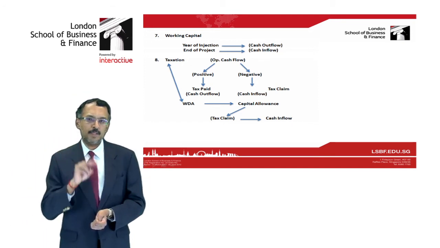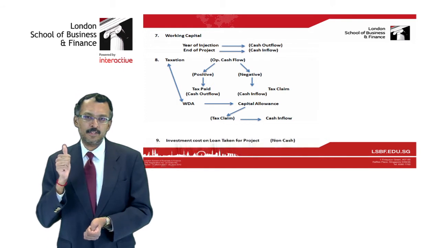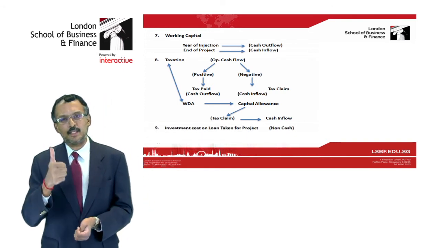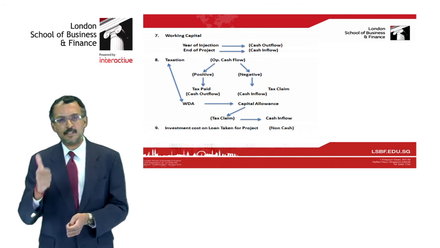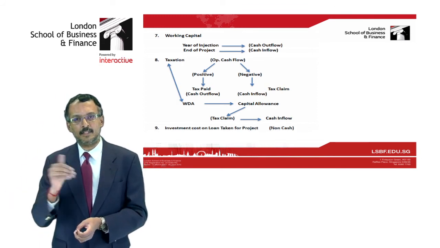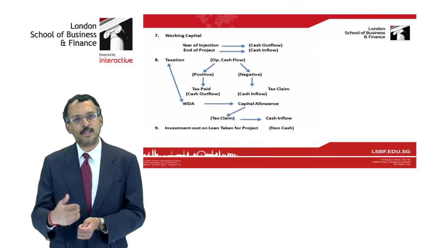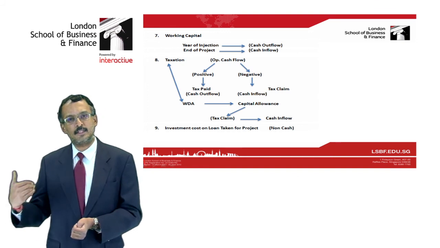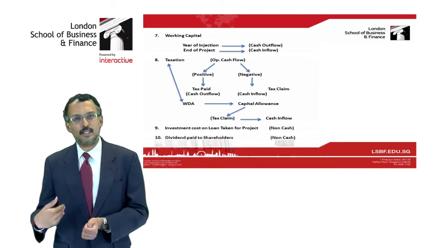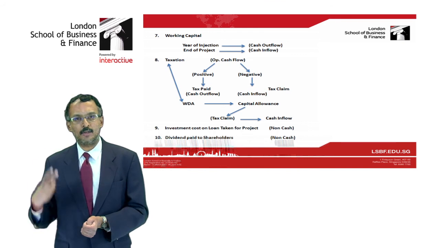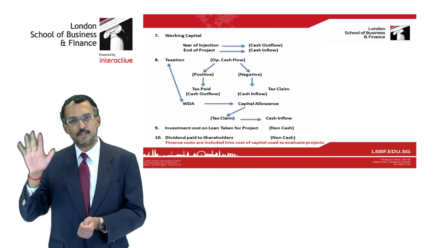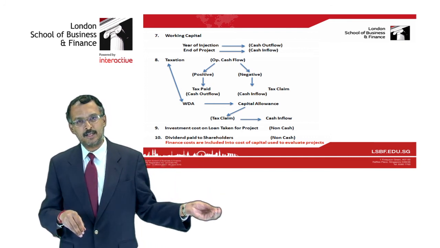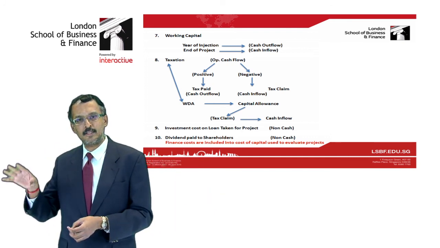And the last two principles are critical. Investments that you make, you take a loan or you use equity. When you take a loan, you pay interest. Yes, interest you pay cash, but this amount of interest is treated as non-cash. Equity, you pay dividend. Dividend is also treated as non-cash. Why are these two non-cash? Because these two elements are already included in the company's cost of capital. And since cost of capital is used to discount the project, these are known as non-cash items.